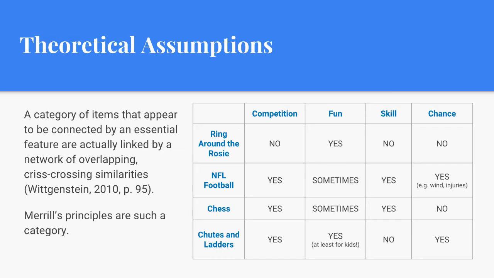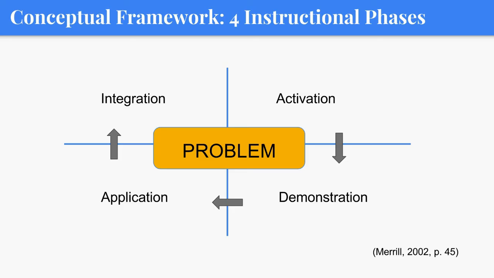Wittgenstein's classic example is games, as he shows that, say, sports, board games, card games, and childhood games don't have a single feature in common, but rather draw from a group of features. Likewise, Merrill remarks that no one theory contains all of his first principles, but all of the theories contain some of the principles. As a result, his model is the result of observing family resemblances in instructional design.